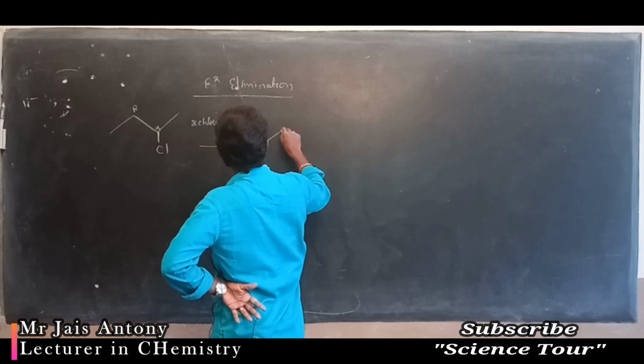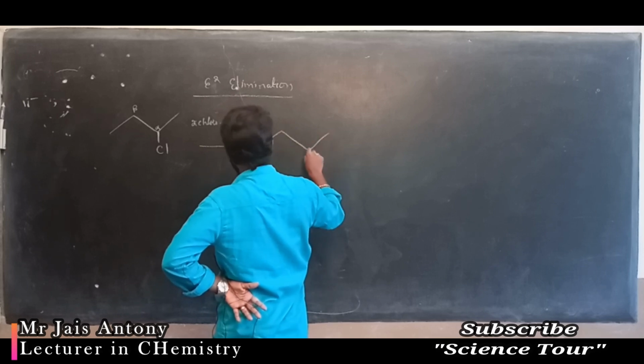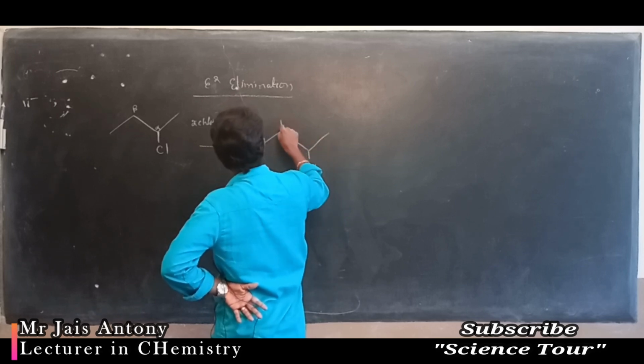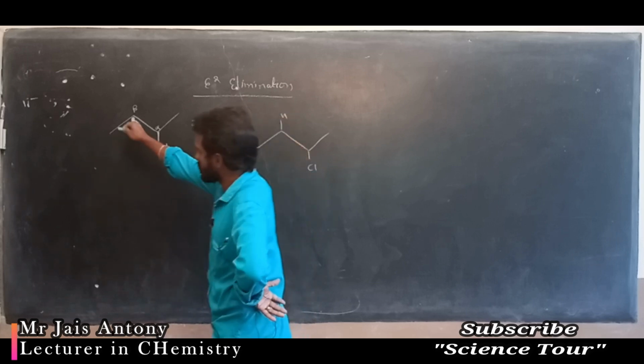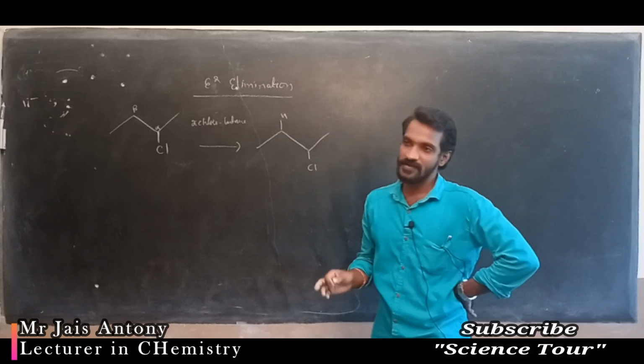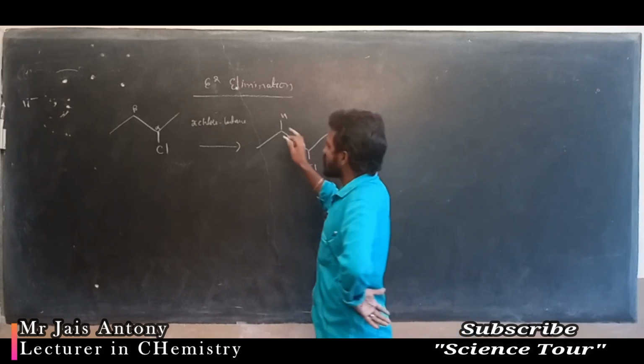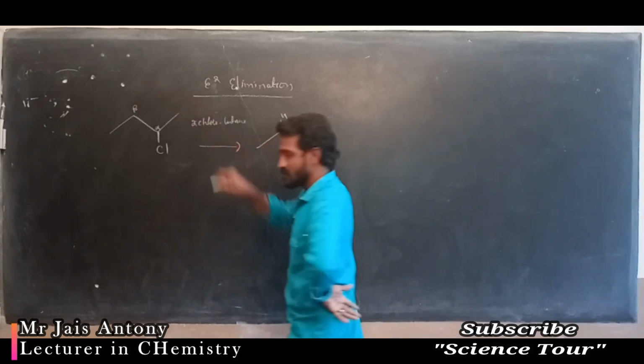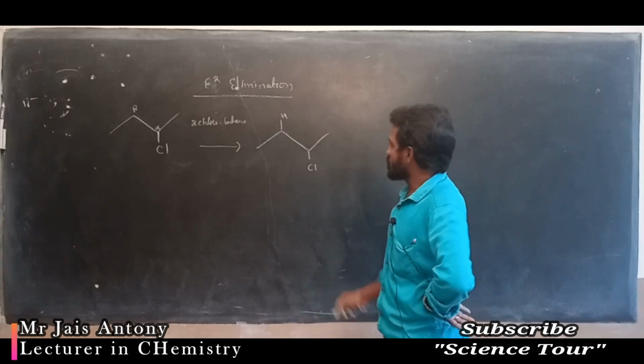This will be reacted, that I will write like the same structure I am writing here. Here one hydrogen is there. Here also one hydrogen is there. Here CH3, 3 hydrogens are there. That and all there. You can write, no problem. Now I will write one hydrogen here. Okay. Look at this.